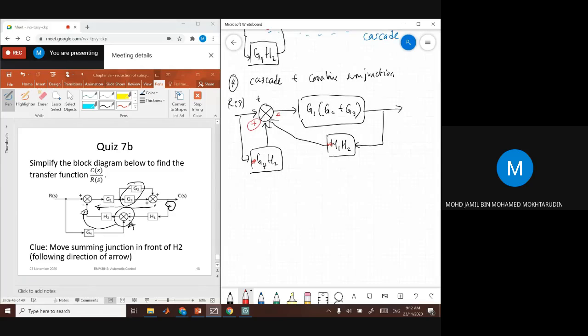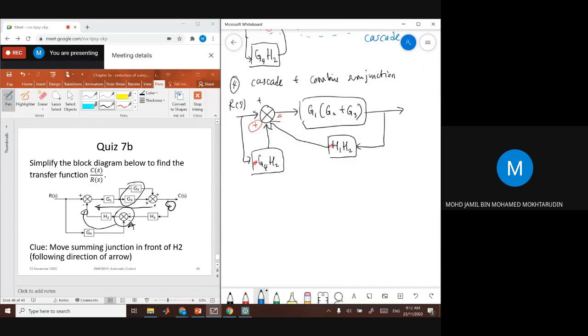Okay, now you can repeat the process and check for cascade, no cascade, parallel. There is one parallel here. So these two are parallel. The signal here with G4H2. And then feedback. So you have feedback here. Okay, so let's simplify these two.